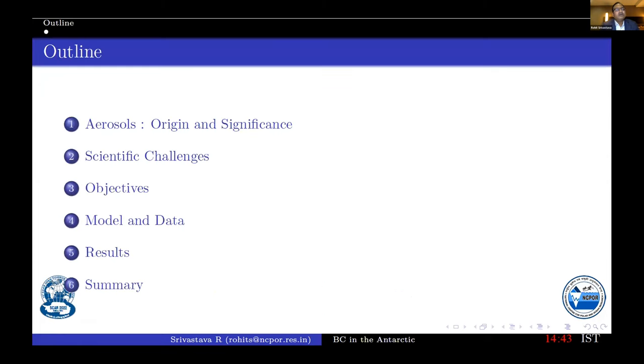So the outline of the talk, first talk of the session. I would like to introduce what aerosols are, where they come from, and why they are significant in climate change research. Then what the scientific challenges involved in aerosol research are, mainly over polar regions. Then I will come to the objectives of the talk. Then what model is used, and what data are used in these model simulations. And then I will describe some of the initial results which we got from regional climate modeling simulation. And finally, I will summarize my talk.